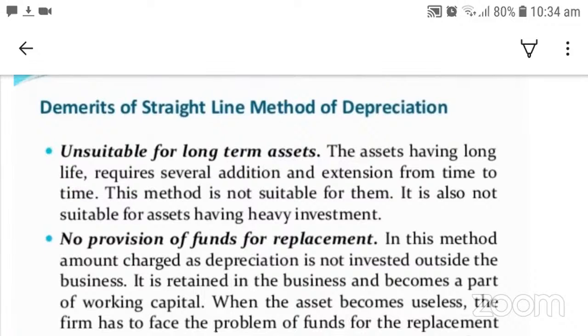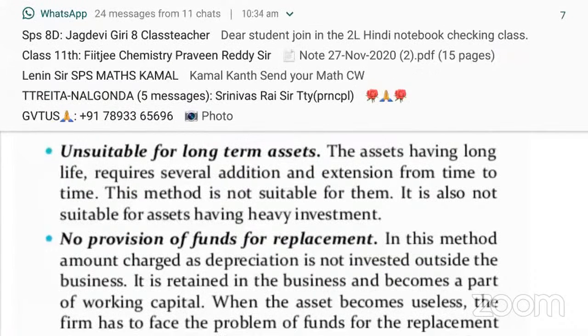We have to replace the asset from time to time. If any asset becomes outdated due to obsolescence, we have to replace the asset. For that, every year we are providing the same amount of depreciation. Repairs also go on increasing day by day. For that, an equal amount will not be suited for these long-term assets.